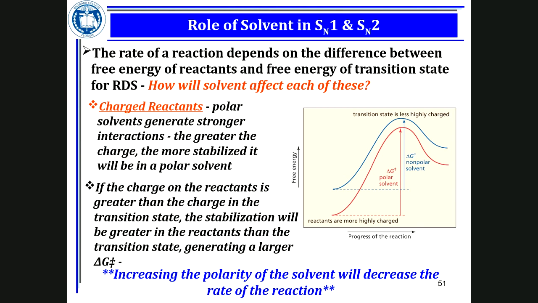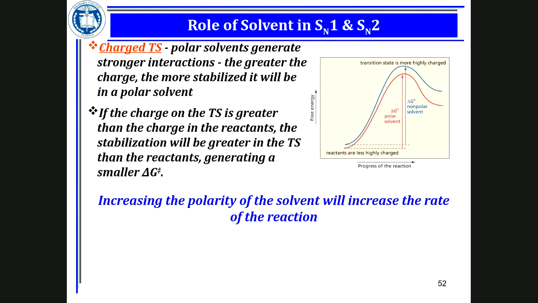For Sn2, the solvent should be an aprotic solvent. And for polarity, the more polar the solvent is, Sn2 would be less likely and Sn1 would be more likely, because you don't have a positively charged intermediate. So for Sn1, you increase the polarity, the faster the reaction.